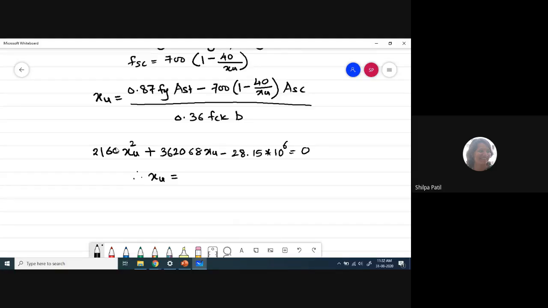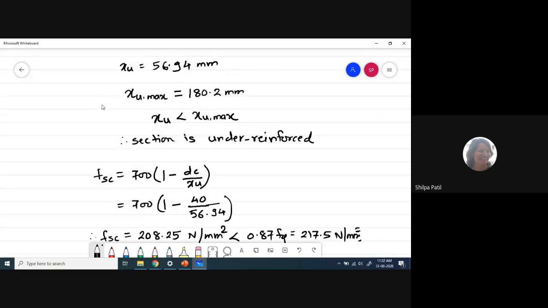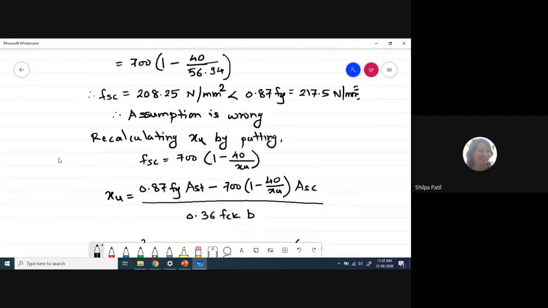Tell me now the roots of this quadratic equation. What is the XU value you are getting? We are short of time, so I'm running now. What is XU you are getting? 57.8. Correct. 57.8 mm. Now, if you observe this value of XU, it is different from the earlier value. Earlier value was 56.94. So there is a slight increase in the XU value.